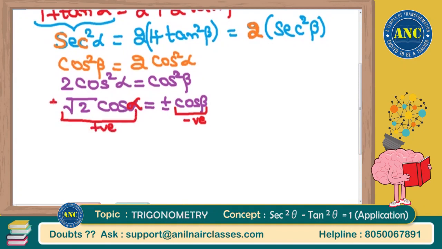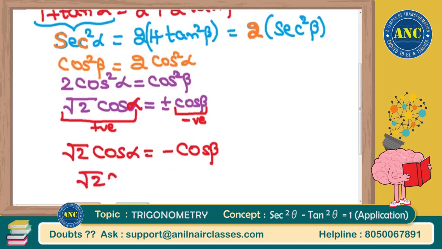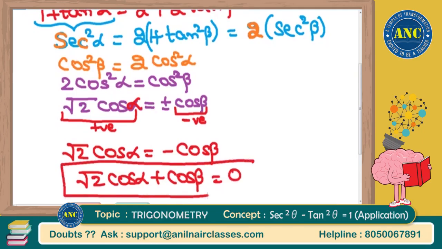If you wonder why I am not writing plus or minus here, it is because of that reason. So I can write root 2 cos alpha is equal to minus cos beta. Why? Because in the second quadrant cos is negative. Shift this minus to the left hand side: root 2 cos alpha plus cos beta is equal to 0. Answer for this question is how much? 0.